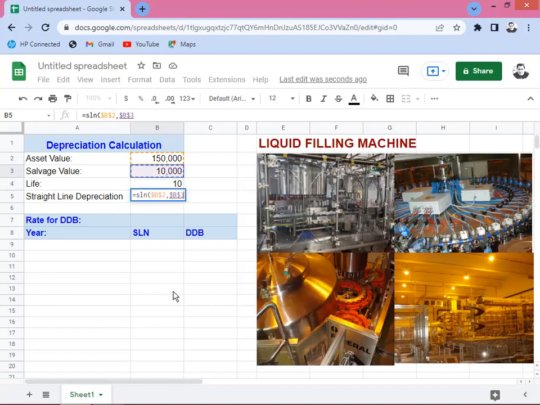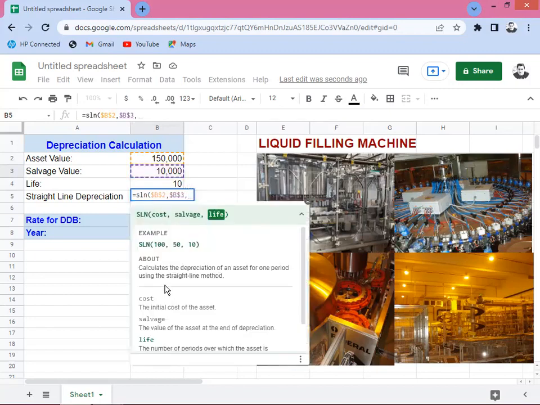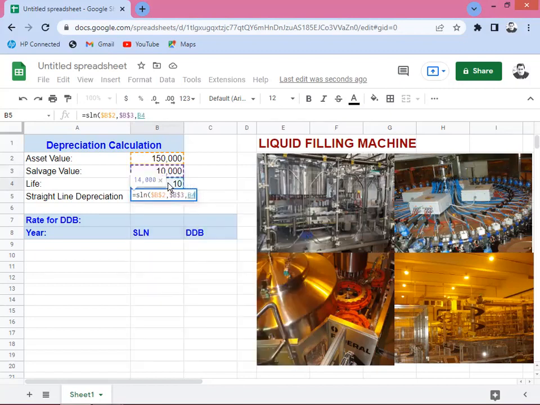Okay, again F4, then comma. Then the last one would be the useful life of the machine, which is 10 years. Then F4 again, then enter. So therefore, with straight line depreciation, you're going to depreciate it over 10 years, and every year you're going to incur $14,000 depreciation cost until the end of the 10 years.